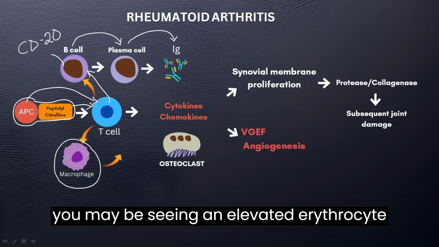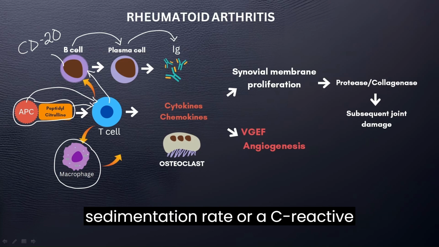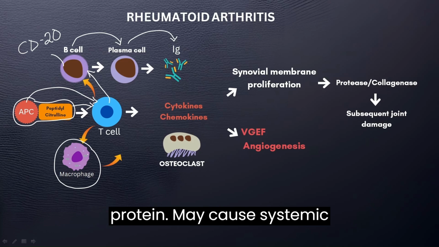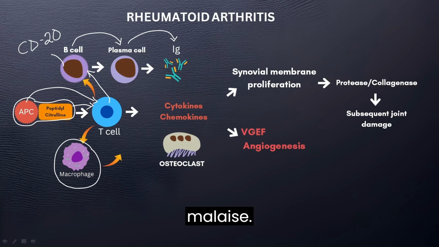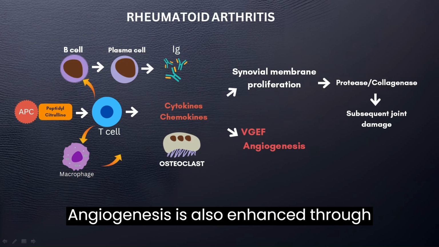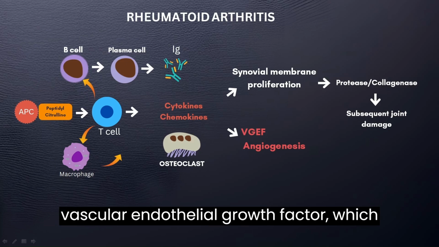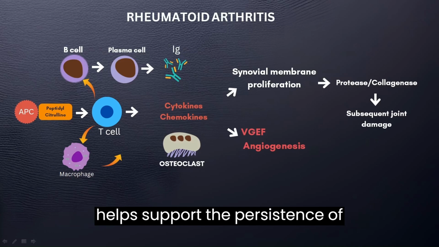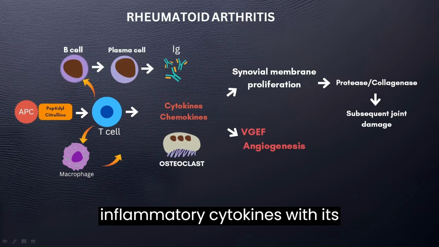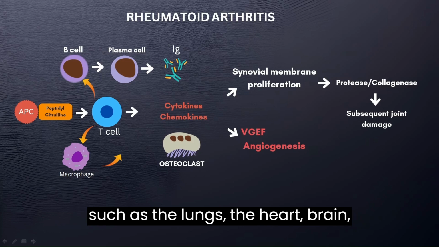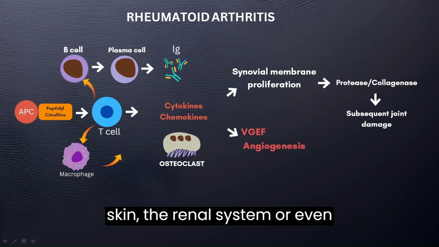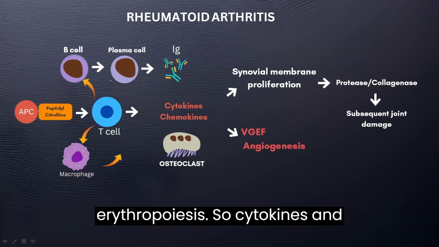So clinically, you may be seeing an elevated erythrocyte sedimentation rate or a C-reactive protein. Cytokines may cause systemic features such as fatigue, fever, or even malaise. Angiogenesis is also enhanced through vascular endothelial growth factor, which helps support the persistence of inflammatory cytokines, with its extensions to the extra-articular tissues such as the lungs, the heart, brain, skin, the renal system, or even erythropoiesis.